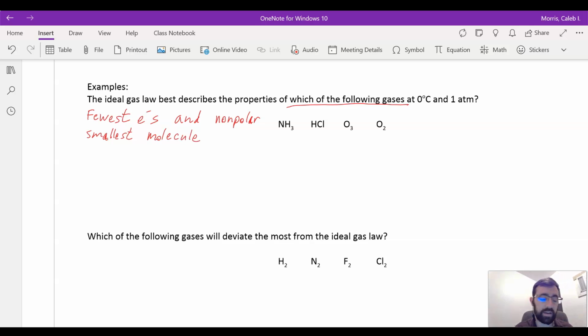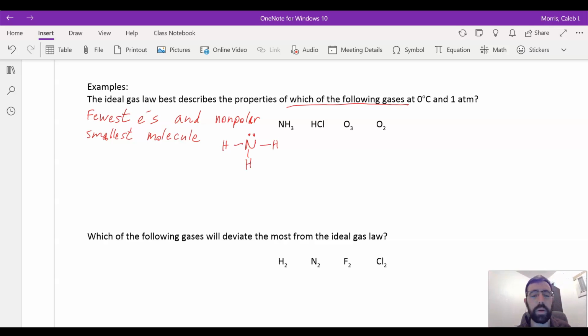So looking at these structures, we can kind of deduce which ones are ideal, which ones are not ideal, and rank them in order if we wanted to. Let's just start by looking at the first one, NH3. So NH3, if we were to draw its structure, it's going to look something like this.